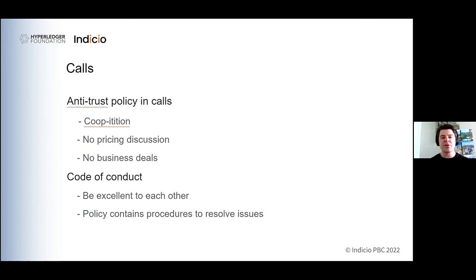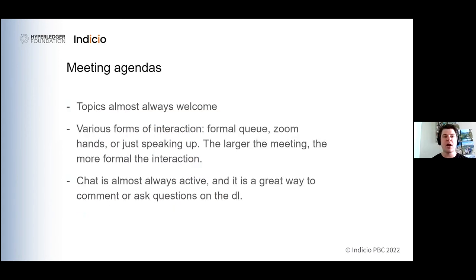The code of conduct is also very important. Bill and Ted said it really well. We need to be excellent to each other. The code of conduct also contains policies and procedures to resolve any issues that do come up. And I'll have more to say about that in a minute. But calls are really common ways of doing that. They almost always have meeting agendas. Being the chair of several of these working groups, I can say topics are almost always welcome, even if they can't be put on the schedule for the next week, they'll almost always be accepted.